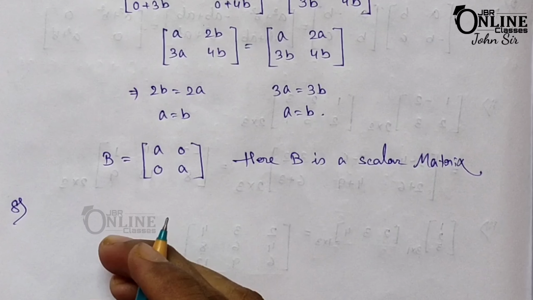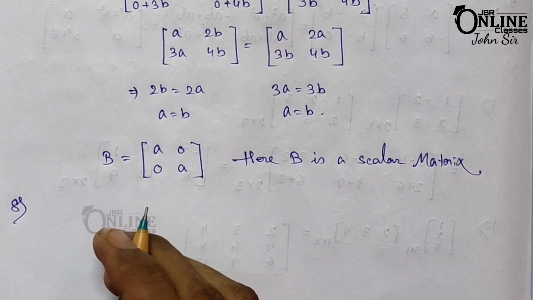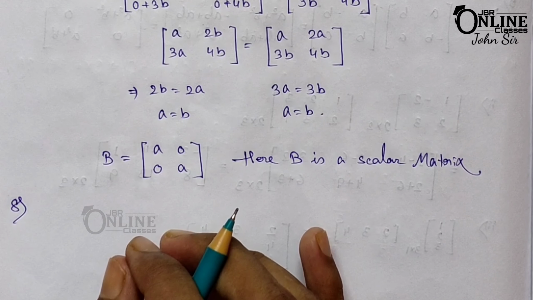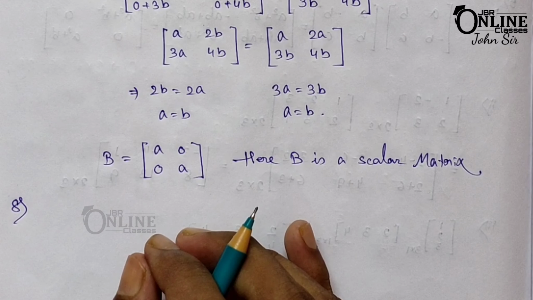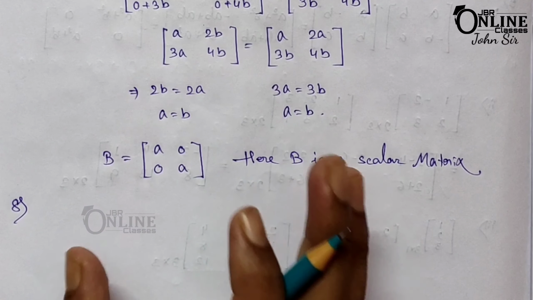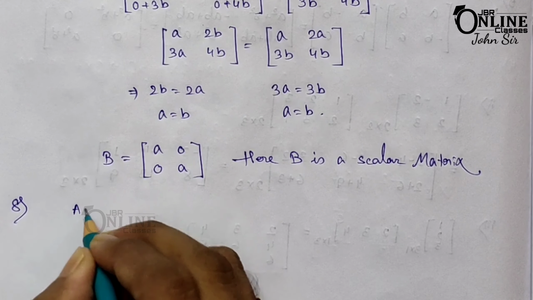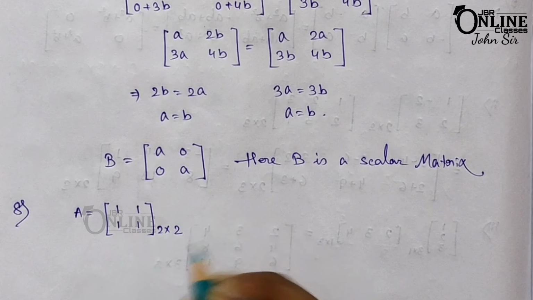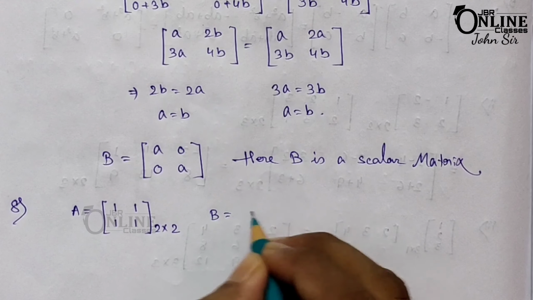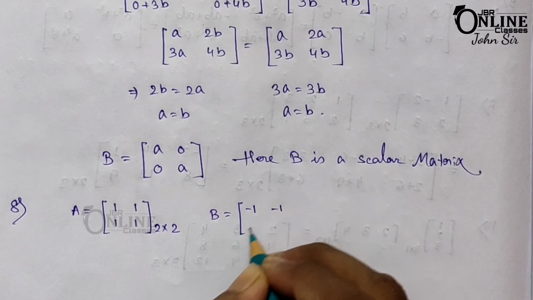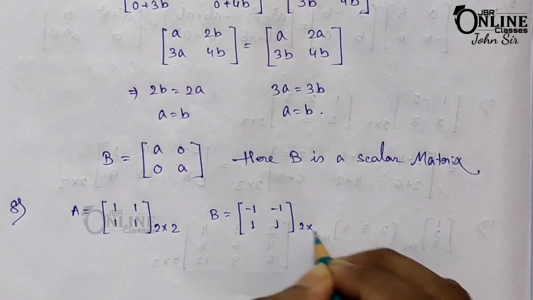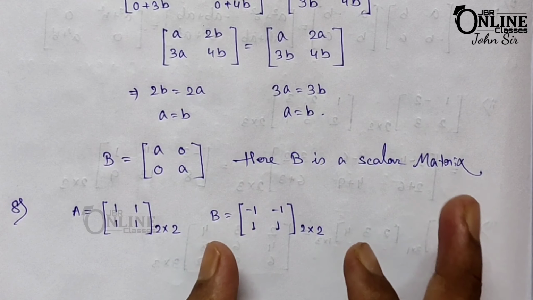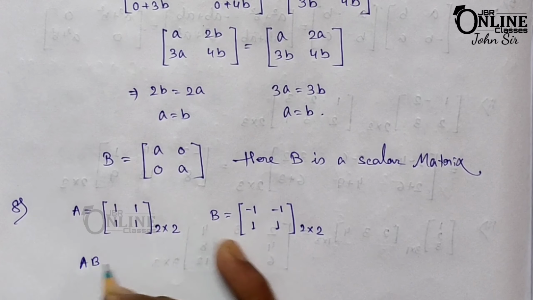So here in sum number 8, give an example of two non-zero 2 cross 2 matrices A and B such that AB equals 0. That means the product of the matrices equals a 0 matrix. So let A equal 1 1 1 1, a 2 cross 2 matrix, and here B equals, let's say, -1 -1 1 and 1. This is also a 2 cross 2 matrix where A is not equal to 0 and B also is not equal to 0.